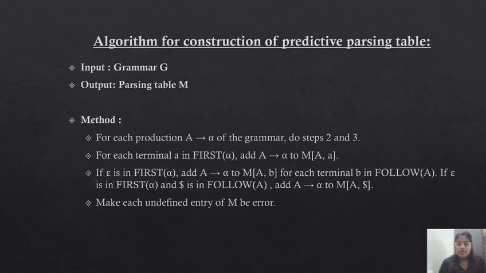Next, the algorithm for construction of the predictive parsing table. Input: the grammar which is given, and the output is the parsing table M. The method is: for each production A tends to alpha of the grammar, do steps 2 and 3. For each terminal a in FIRST of alpha, add A tends to alpha to M of A comma a. And if epsilon is in FIRST of alpha, add A tends to alpha to M of A comma b for each terminal b in FOLLOW of A. And make each undefined entry of M be error.